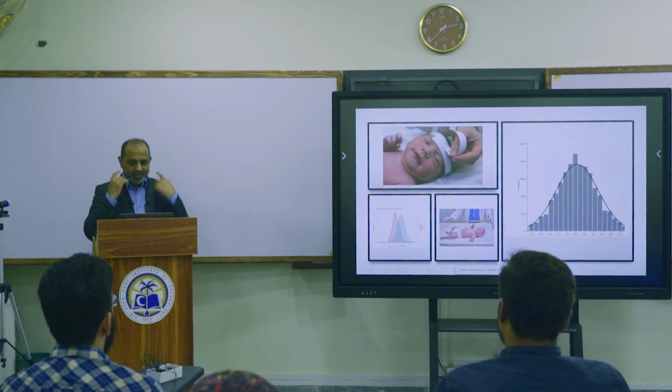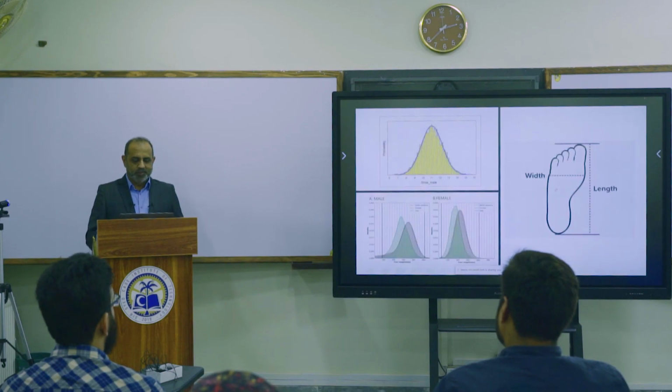If something is chaotic, it would just be chaotic, and you could not plot it like this and find every year that, wow, it is the same. So this is the diameter of the head, again a distribution. This is the length and the width of the foot. Again, it has the same distribution.